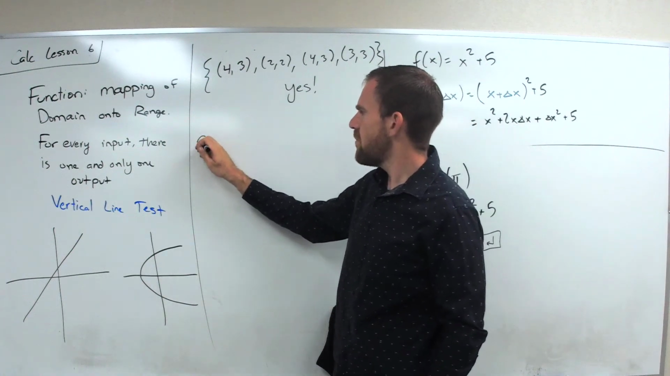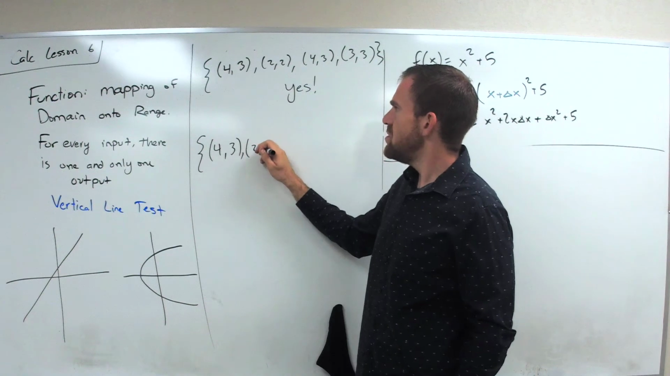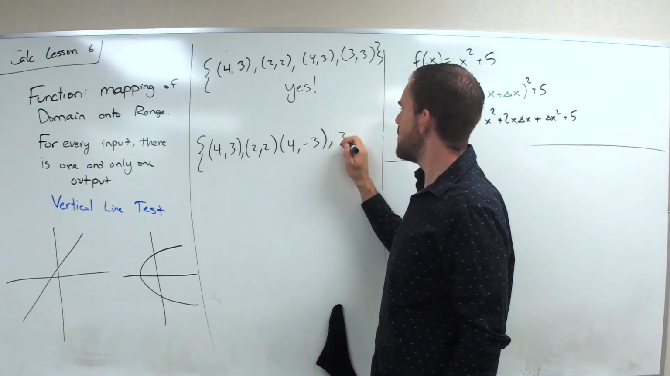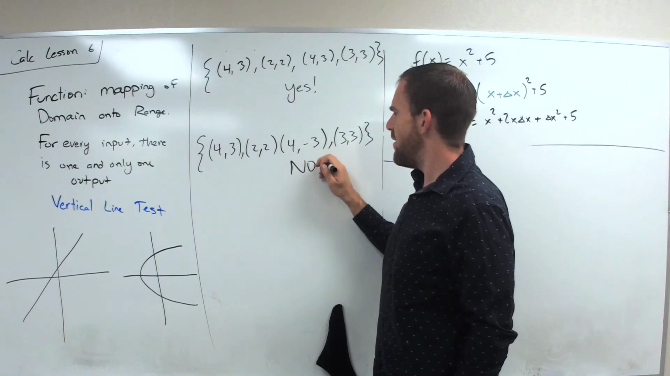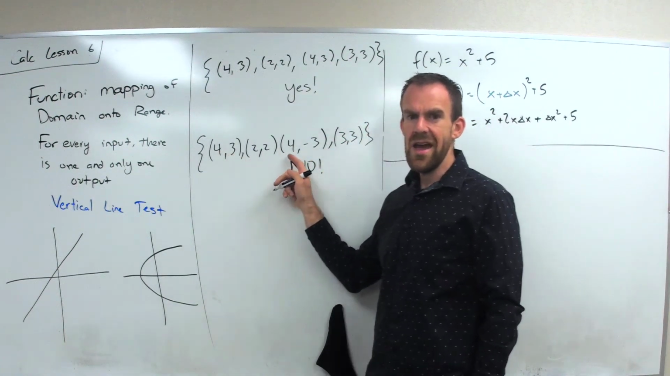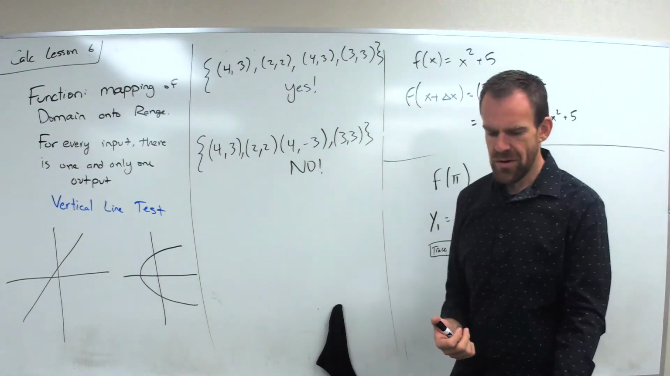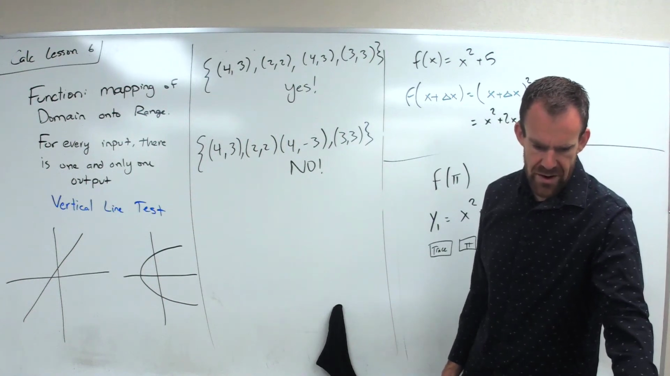However, if it was 4, 3, 2, 2, 4, negative 3, 3, 3, this is not a function because 4 goes to 3 and 4 goes to negative 3. And that would mean that it has more than one output for the input 4. Alrighty.